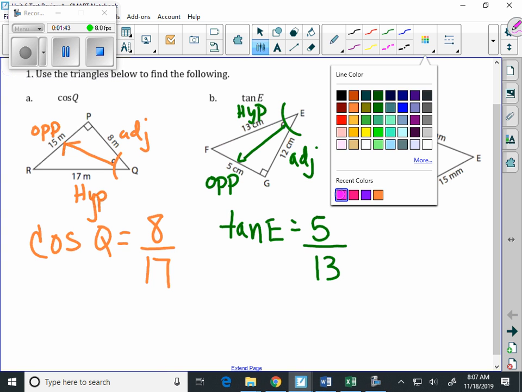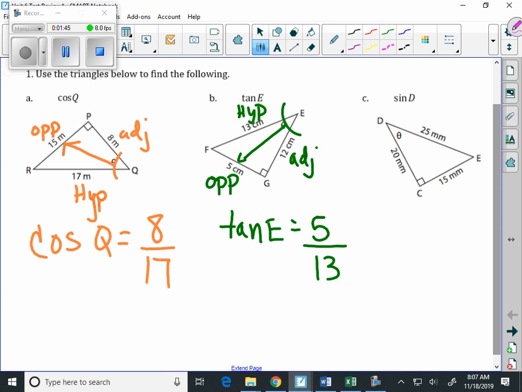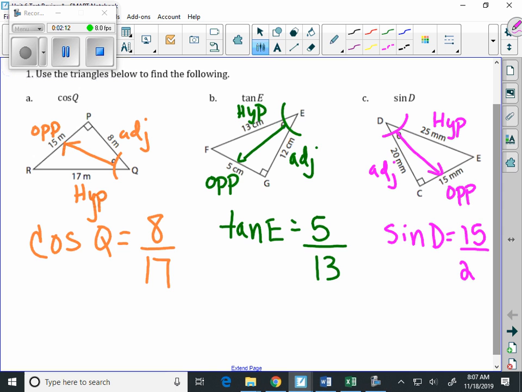Same idea over here on letter C. When we look at this, we want to find the sine of angle D, so here's the angle that we're going to be working with. When we go across from the right angle, we get our hypotenuse. Across from the angle we're finding here is the opposite, which means that this side is the adjacent, so the sine of angle D is the opposite divided by the hypotenuse.